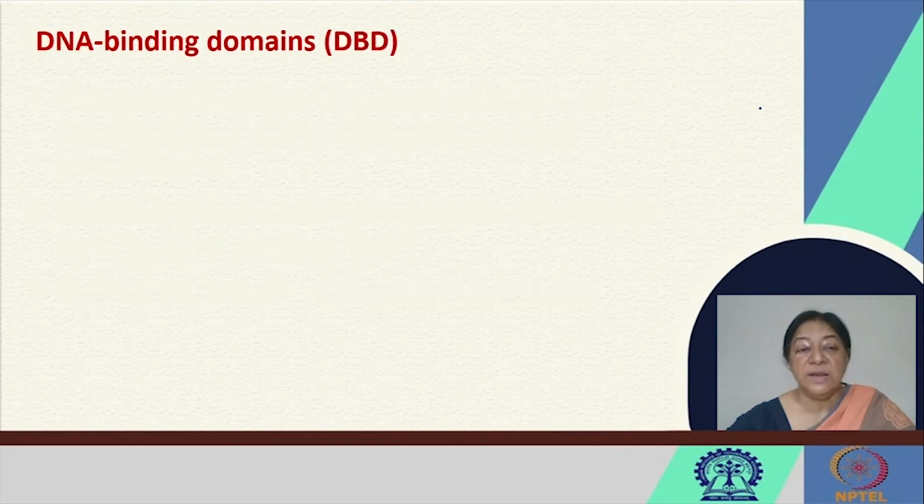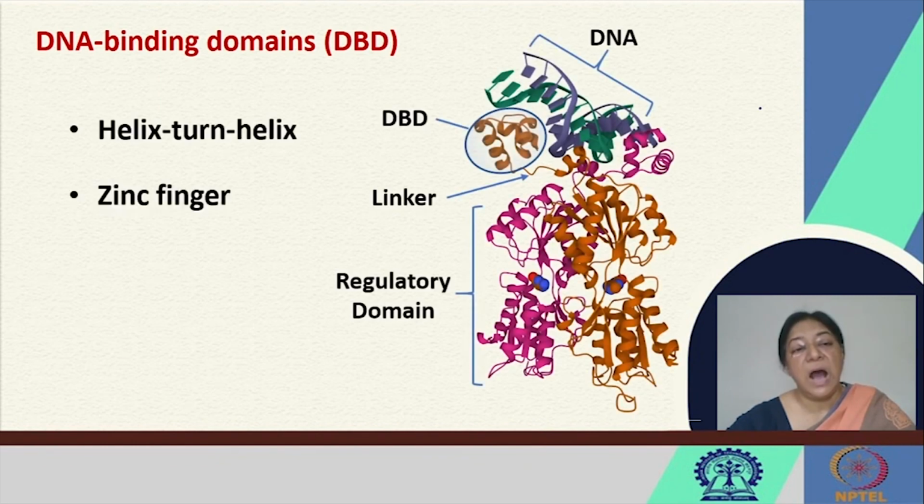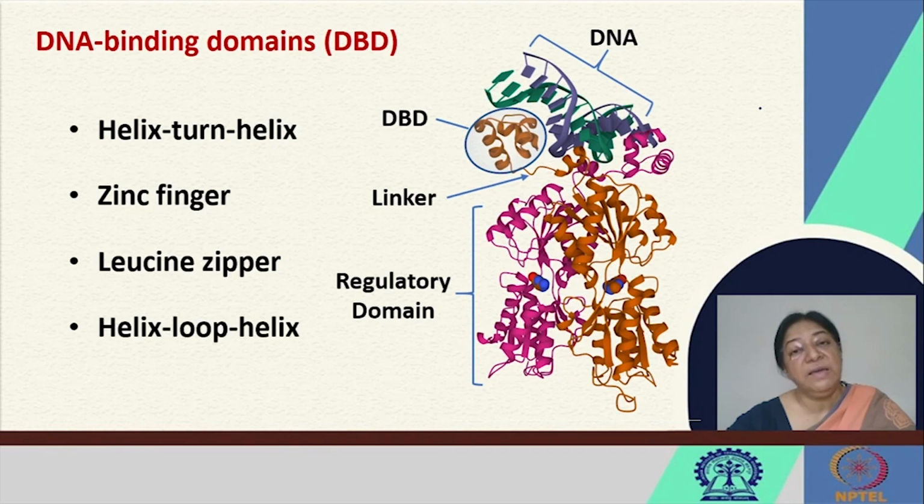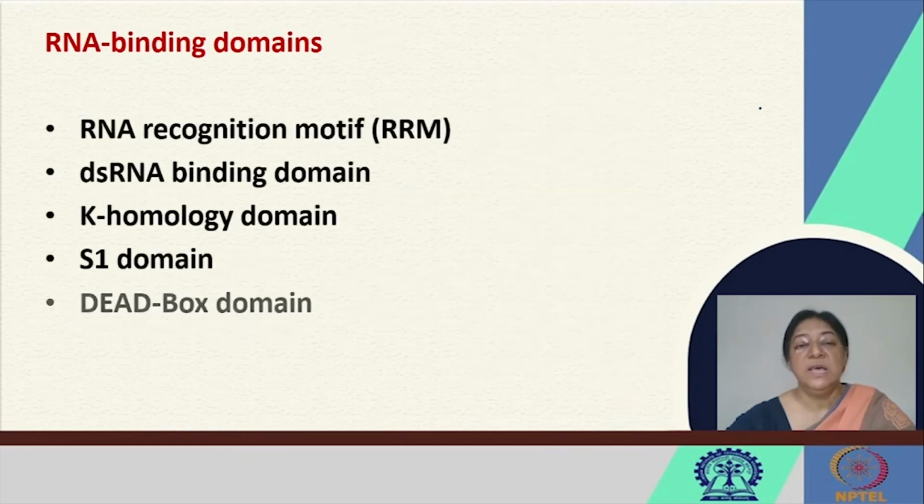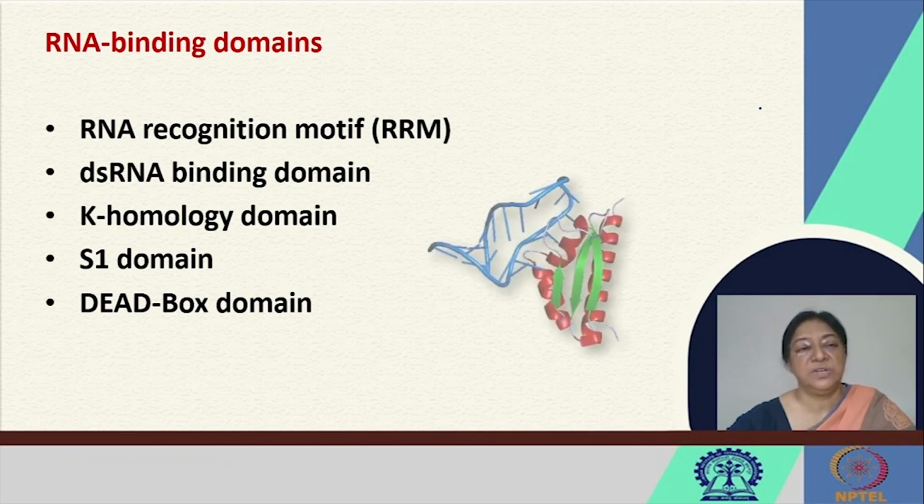and we also looked at protein side chain DNA and RNA interactions, and the specific DNA binding domains that are important in how the protein recognizes the DNA: the helix-turn-helix, the zinc finger type, the leucine zipper type, and the helix-loop-helix. Similarly, with RNA binding proteins, there were specific RNA recognition motifs that involve the recognition of double-stranded RNA, a K homology domain, S1 domain, a DEAD box domain that involved a large number of amino acid residues, with a specific structural motif that formed the domain required for the specific recognition.